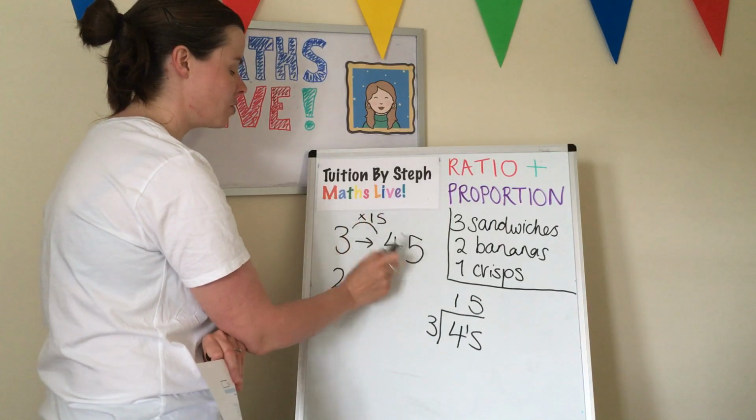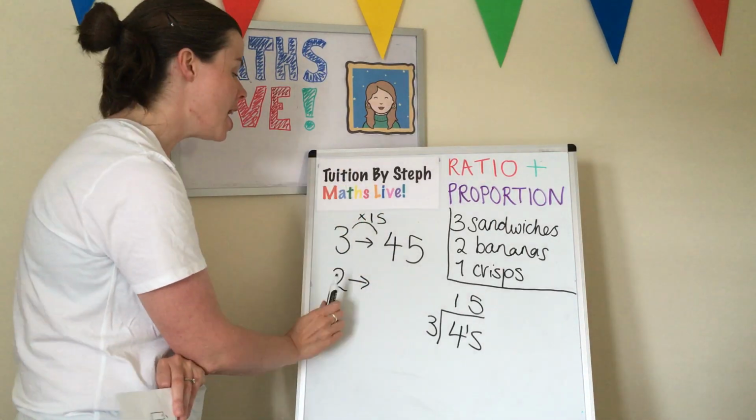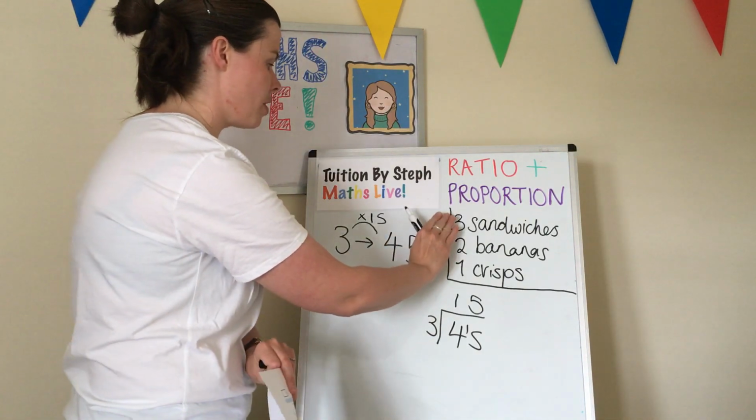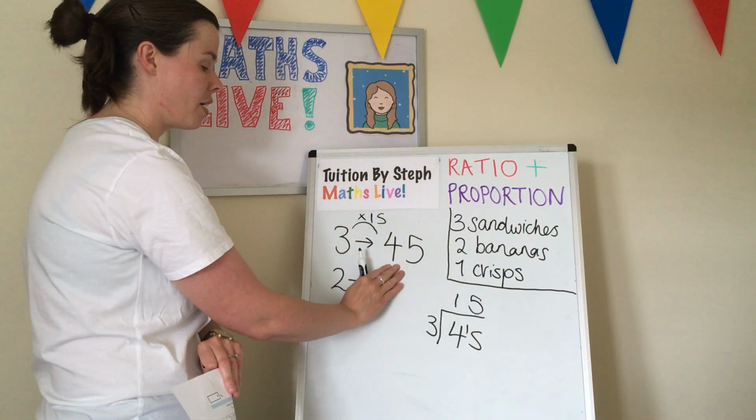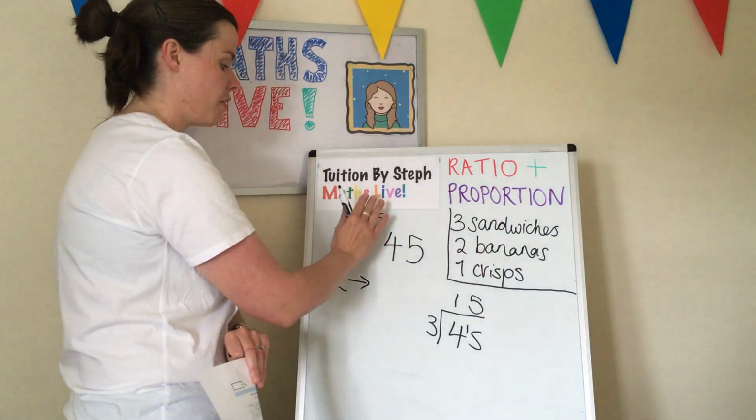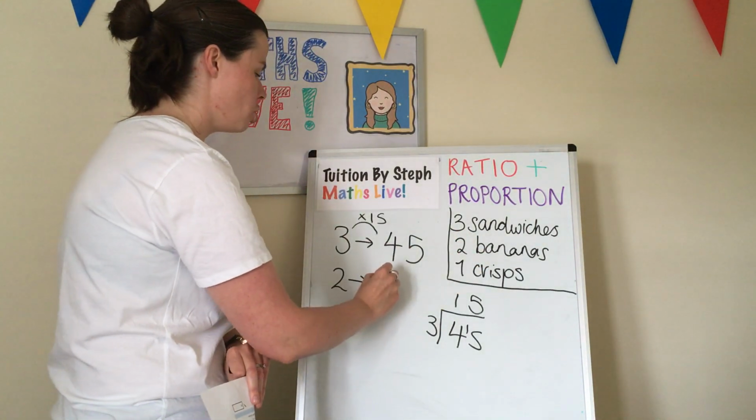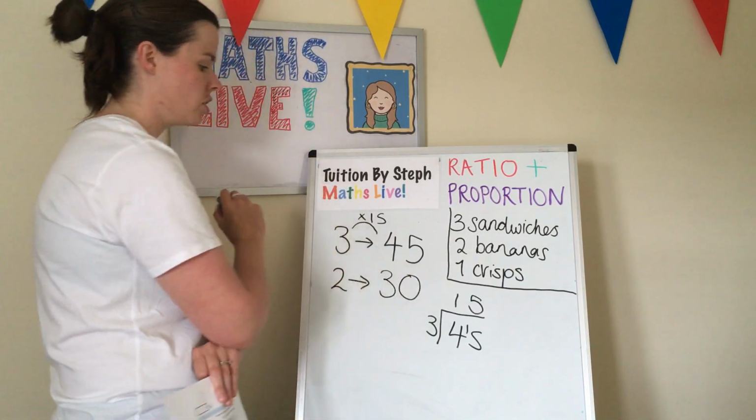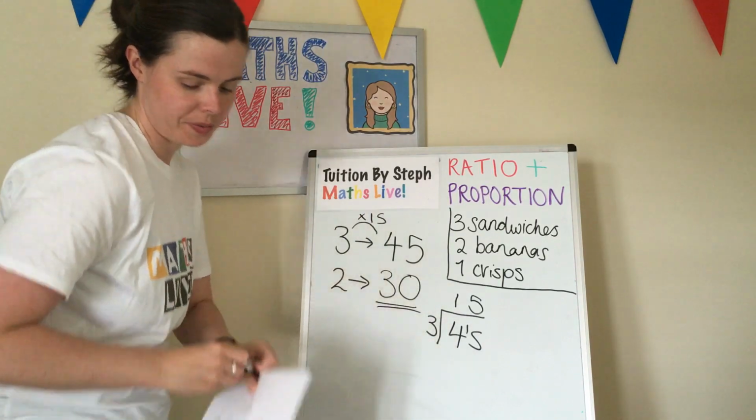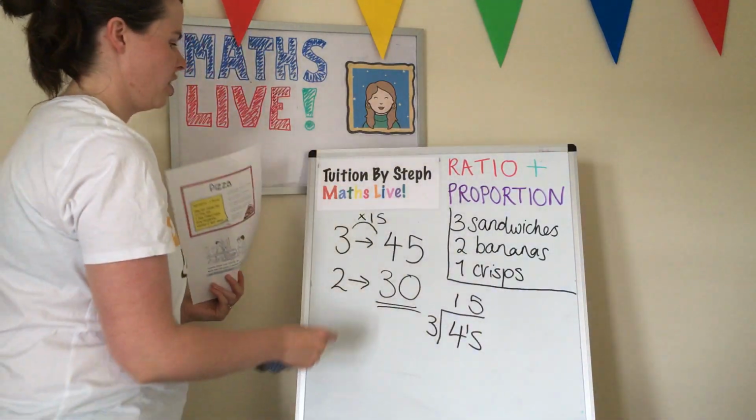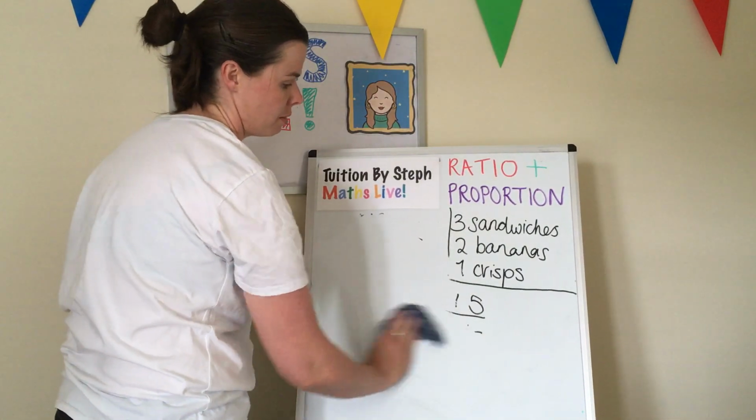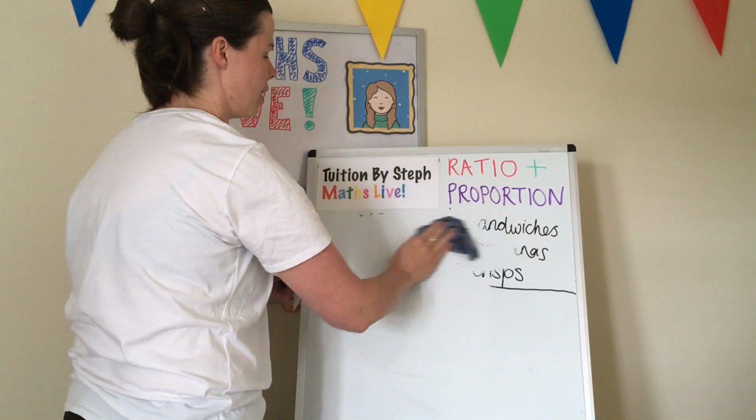So to make 3 into 45, you times it by 15. You need to now do the same to the 2. Because if 3 sandwiches becomes 45 sandwiches by timesing it 15, you need to times the 2 bananas by 15 to get the equal amount. 2 lots of 15 is 30, so it's 30 bananas. Okay. The crisps is easy, isn't it? So you just times that by 15, so there'll be 15 crisps. Extra question there.